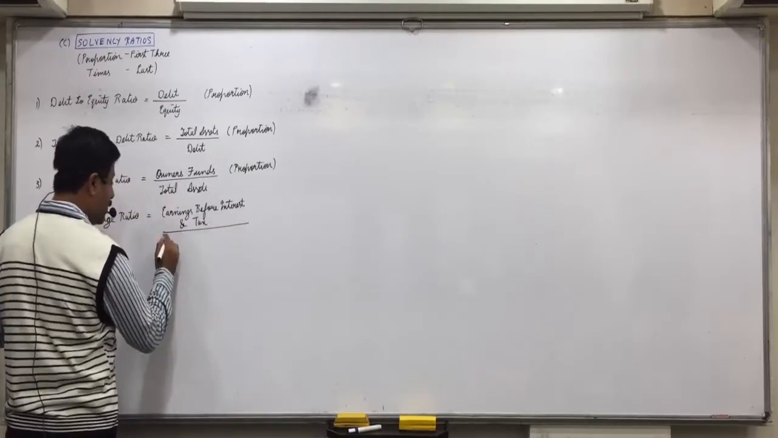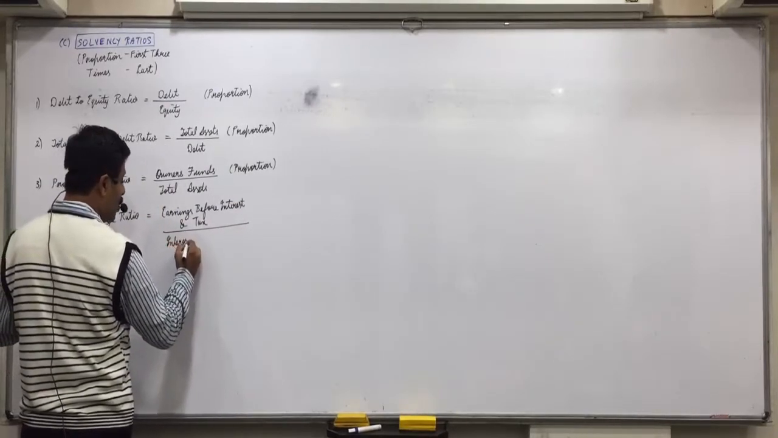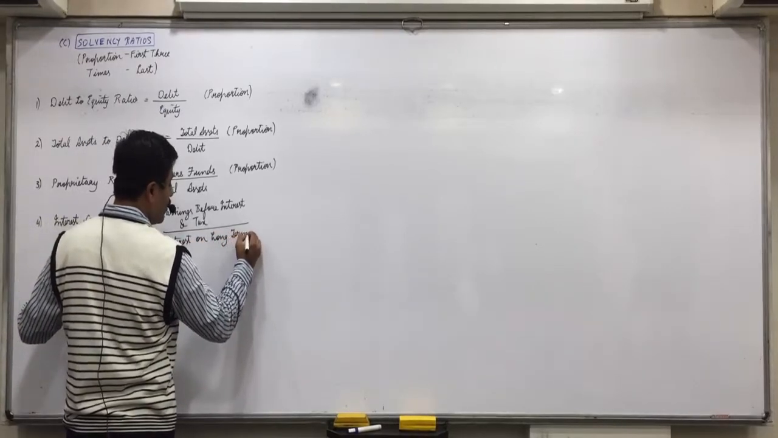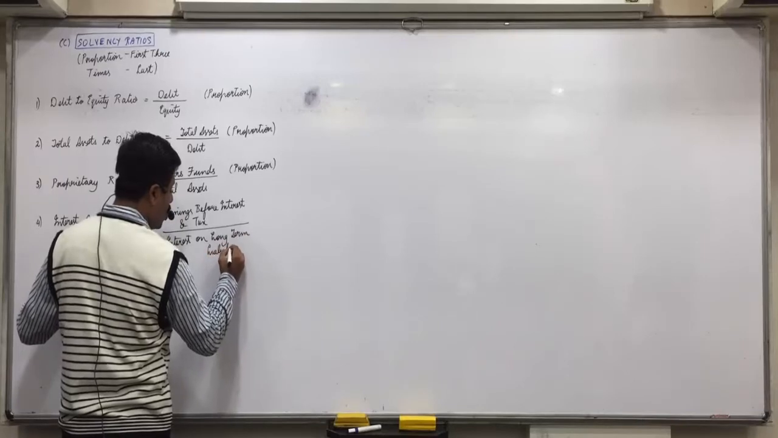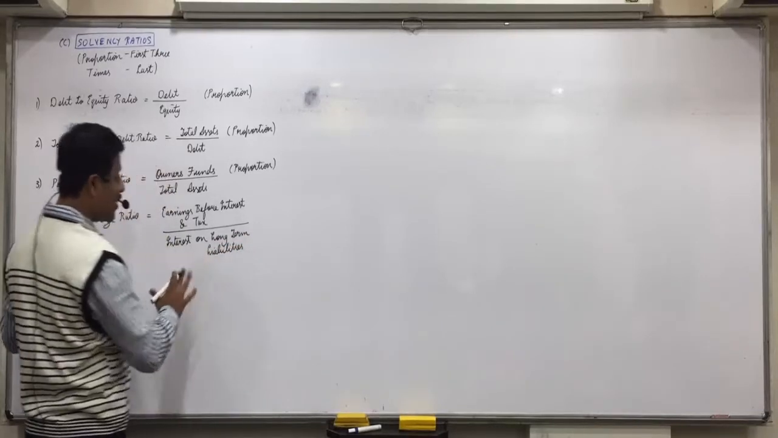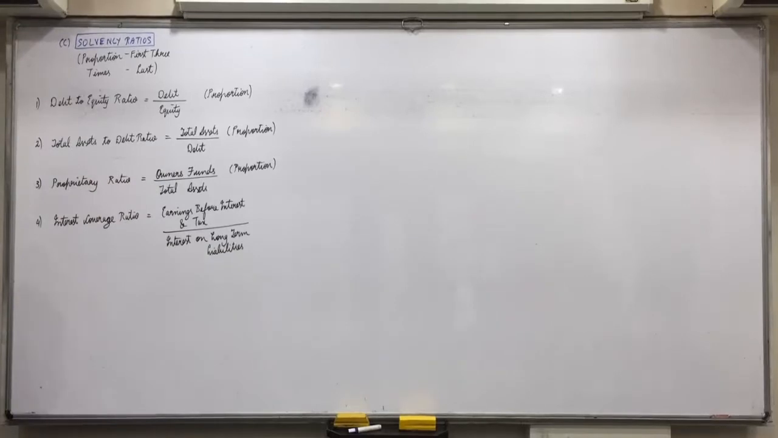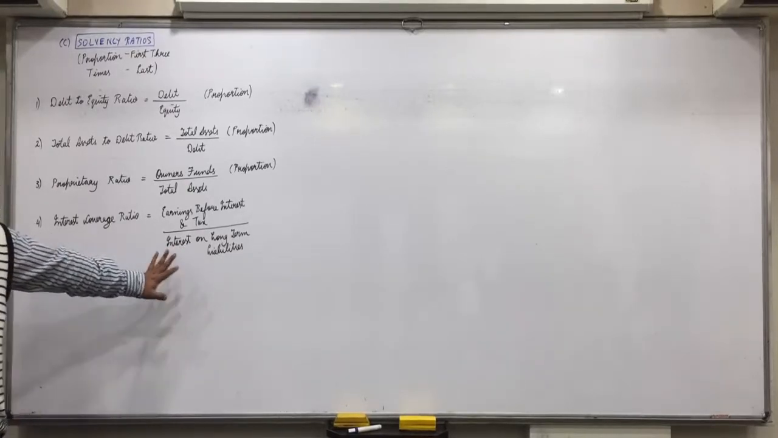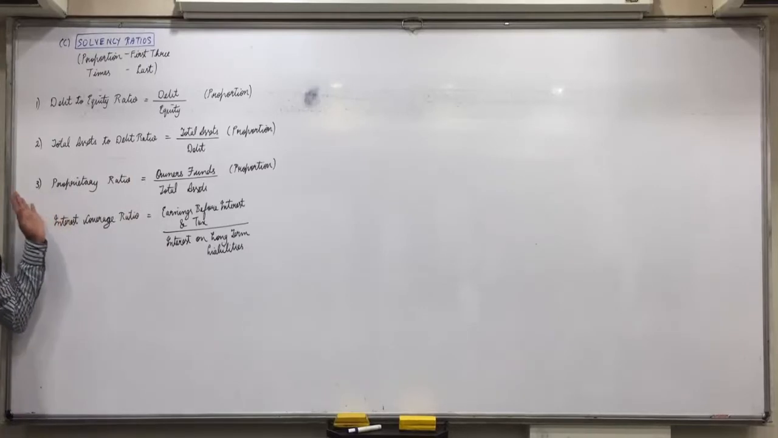divided by interest, but we will take interest on only long-term liabilities. Means any interest on short-term liabilities like bank overdraft etc. will not be included. Okay. Interest is going to fall only over a long period of time, and we are interested in knowing how many times the profit may go down, still we will be able to pay the interest. So we include only interest on long term liabilities. Is everyone clear with these four formulas?